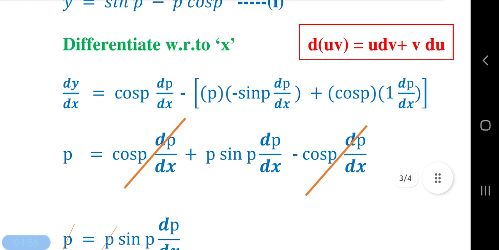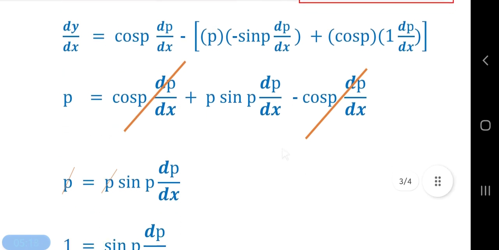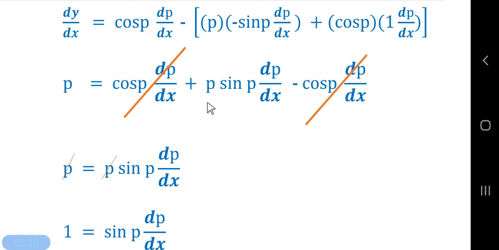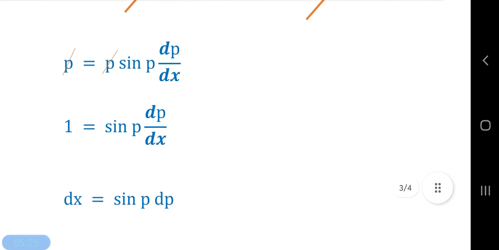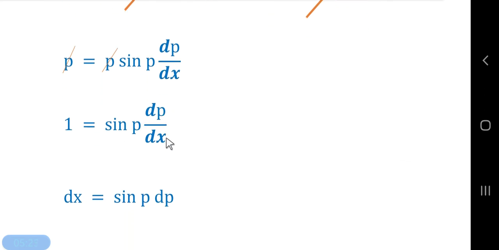Now bring this minus inside. Also remember that dy by dx is p. You will have cos p dp by dx plus p sin p dp by dx minus cos p dp by dx. This minus goes here and here, cancelling these two terms because they are one and the same. So we will have p is equal to p sin p dp by dx. Cancelling p, we will have 1 is equal to sin p dp by dx.